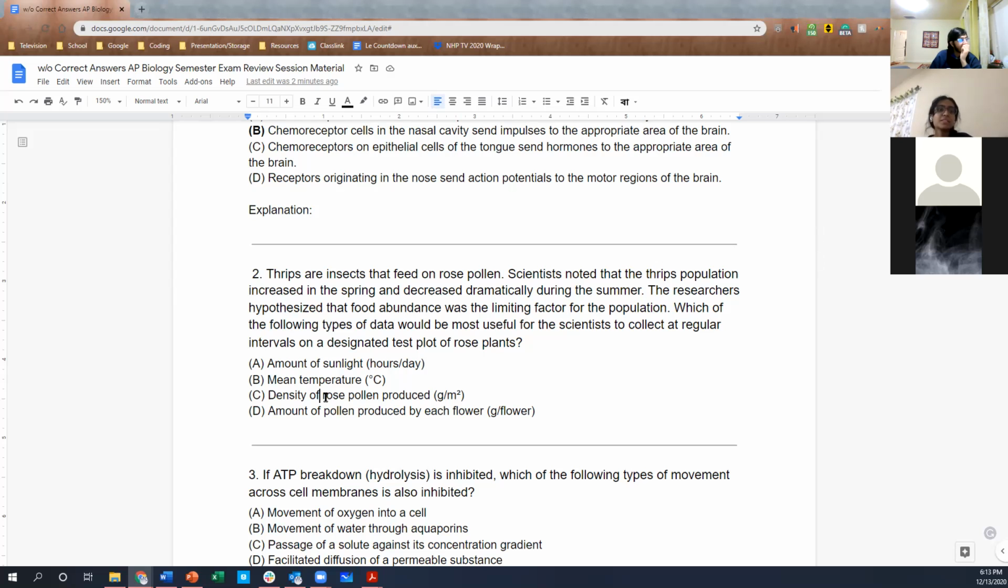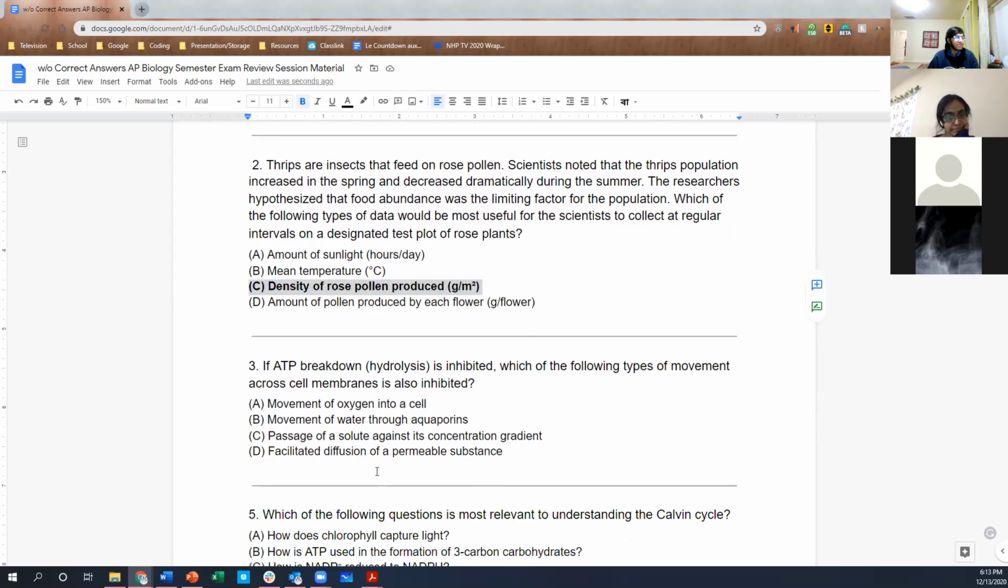So what do you think? So first it says that thrips are insects that feed on rose pollen, so that's their food source, I'm assuming. So I think it would be C, because it's a limiting factor for the population, so they would obviously focus on their food production. You're absolutely right. It is C because, exactly what you said. I don't need to restate what you said. I think you did it perfectly.